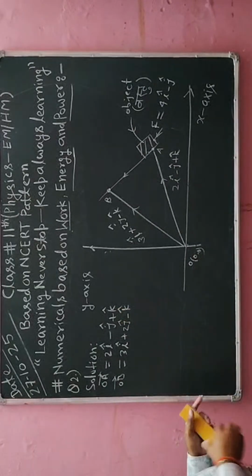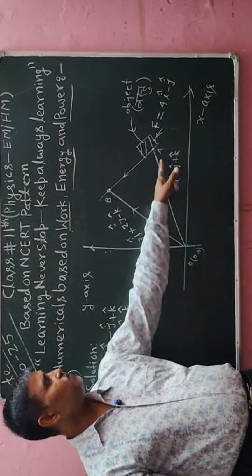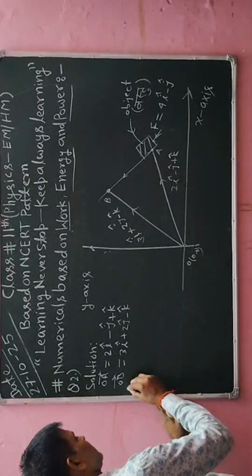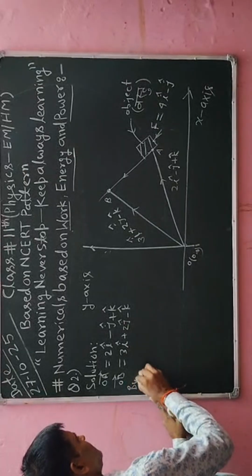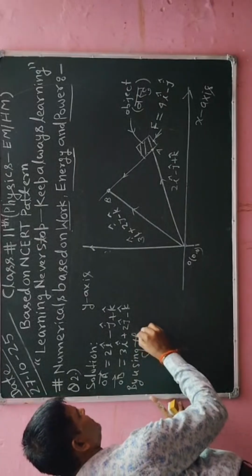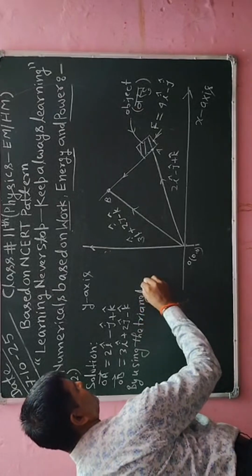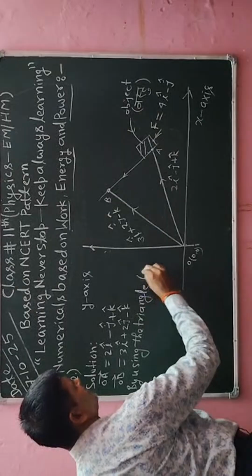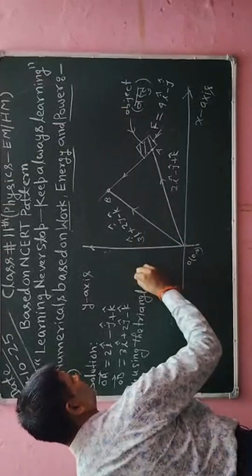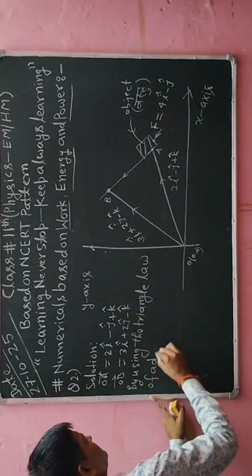Okay, I will use the triangle law of addition. After using the triangle law of addition, I will get the position vector AB. By using the triangle law of addition.